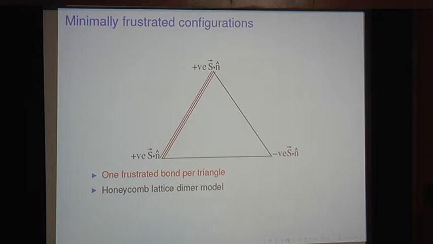And so, the rule for constructing ground state configurations of the classical Ising model is that every triangle must have exactly one frustrated bond, right. That you can think of as a honeycomb lattice dimer model by simply saying you put points down at the centers of every triangle and you agree that anytime there is a frustrated bond, you will draw a dimer perpendicular to it, connecting the two points at the two centers.